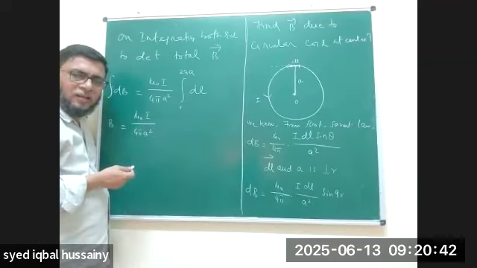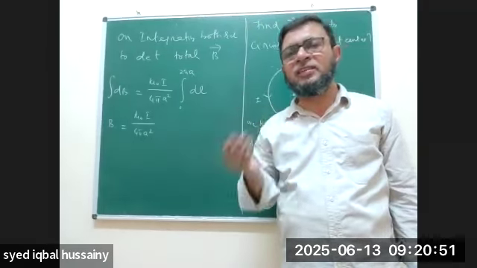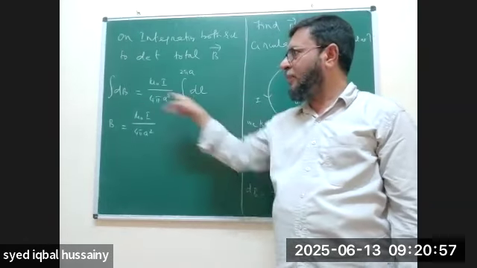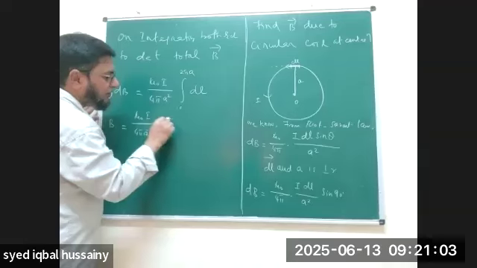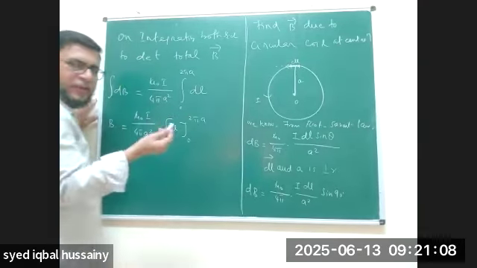Integral dl. Integral dx is x, integral dy is y, integral dz is z, integral d donkey is donkey, integral d monkey is monkey. So what is integral dl? L. So integral dl is L, upper limit minus lower limit.